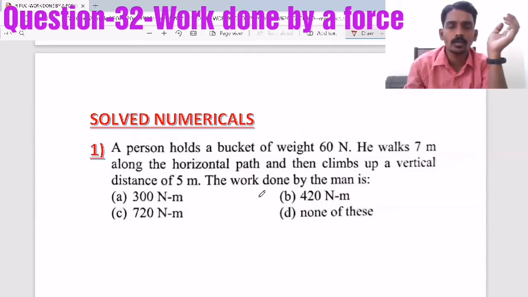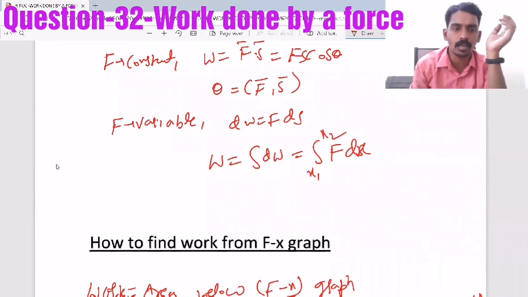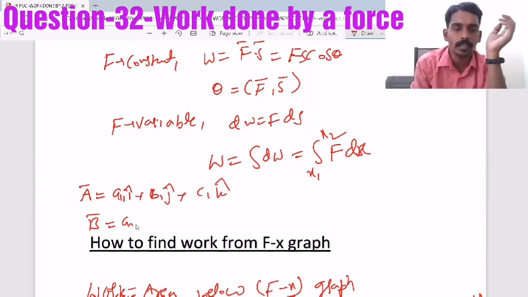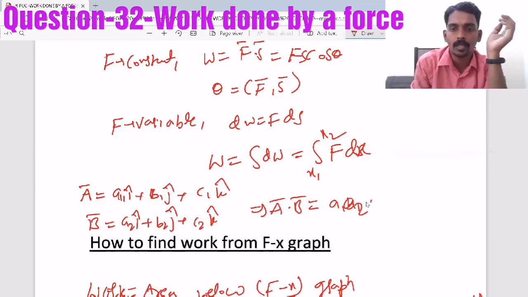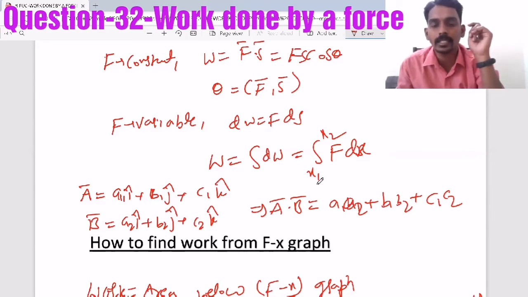But one more thing here: to solve the questions based on this, you need to know the dot product of two vectors. Let's take A bar as A1 i cap plus B1 j cap plus C1 k cap, and B bar as another vector, A2 i cap plus B2 j cap plus C2 k cap. This implies A bar dot B bar is the i coefficients A1 A2, plus the j coefficients B1 B2, plus the k coefficients C1 C2. So this is one of the important definitions which is used in calculating the work done.